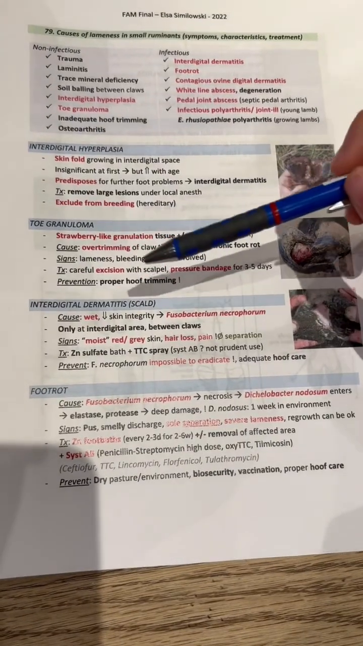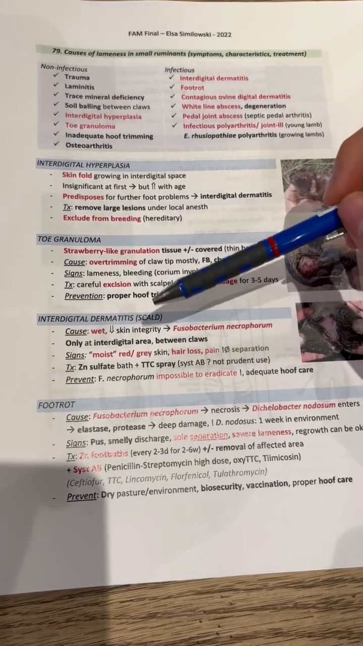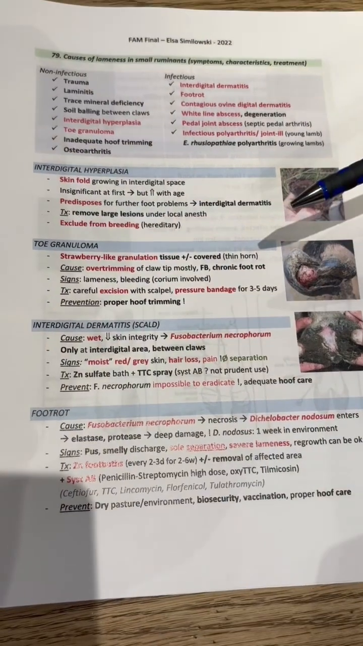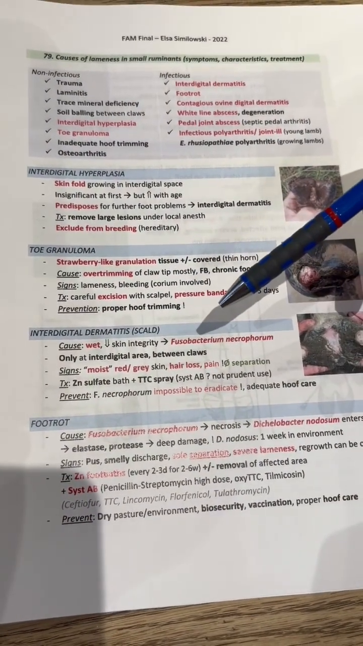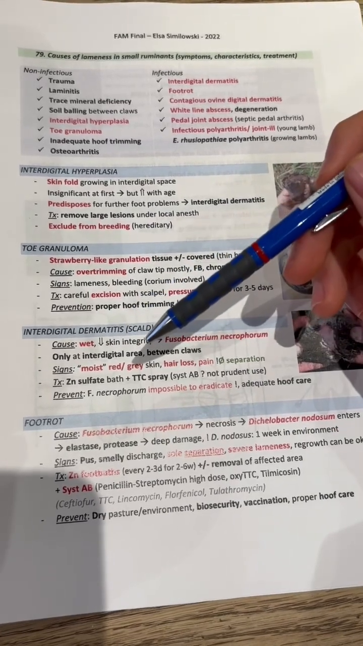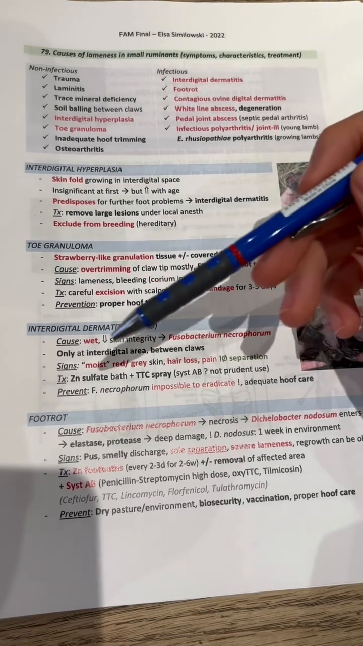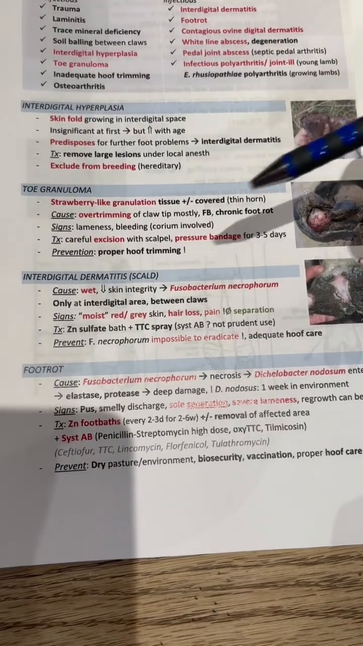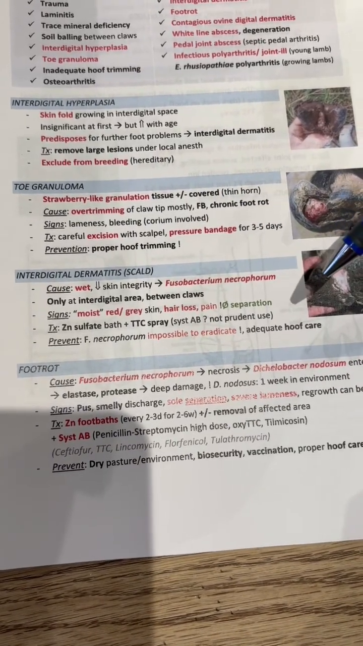For interdigital dermatitis, the cause is wet conditions. It decreases the skin integrity. It is caused by Fusobacterium necrophorum. It is only at the interdigital area between the claws. The signs are moist, red or grey skin and hair loss and pain. For treatment, give a zinc sulfate bath and tetracycline spray. For prevention, it's impossible to eradicate Fusobacterium necrophorum, so just have adequate hoof care.